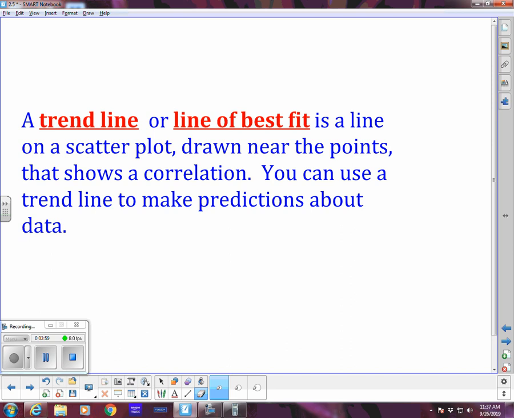A trend line or a line of best fit. Typically speaking, they are not synonymous. They don't mean the same thing. A trend line is done by hand, like you find it yourself, and a line of best fit is done by the calculator. It's just a line on a scatter plot. Draw it as close to the points as you can, and you use it to make predictions about the data. Even if in this class they ask for a trend line, we're actually going to do them by the calculator every time because it's a lot more reliable. There's really no point in us doing it by hand if the calculator can give us a better answer.